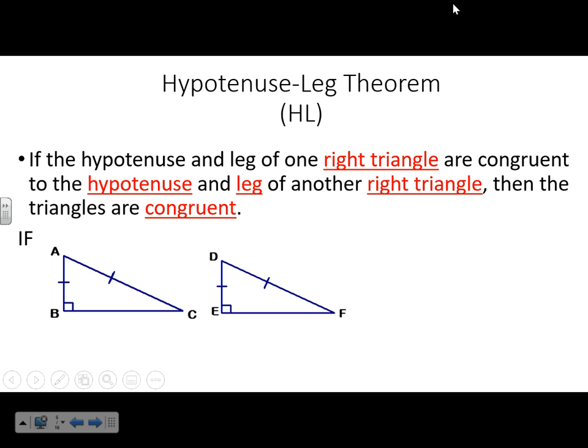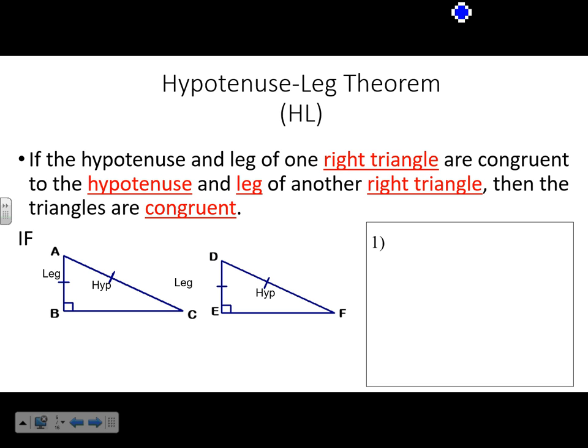So if the hypotenuse and a leg of one right triangle are congruent to the hypotenuse and leg of the other right triangle, then the triangles are congruent. So we have right triangles here. We have the hypotenuses that are congruent. We have the legs that are congruent. So first thing I know is that AB is congruent to DE. That's the leg. The second thing, I know AC is congruent to DF. That's the hypotenuse. But then we still need that third thing.